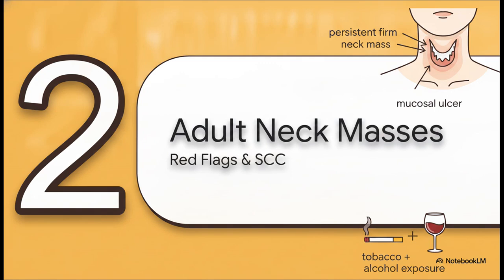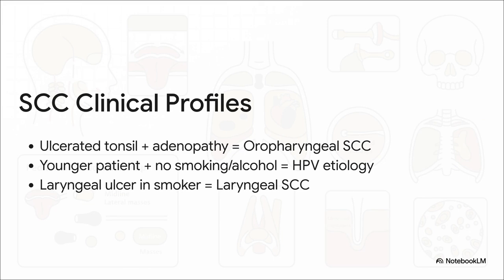Moving on to adult neck mass red flags and squamous cell carcinoma. Transitioning to adult patients, our threshold for suspecting malignancy drops significantly. A persistent, firm neck mass, a mucosal ulcer, weight loss, dysphagia, or a history of tobacco and alcohol exposure should immediately raise red flags. If you see an enlarged, ulcerated tonsil along with ipsilateral cervical adenopathy, think oropharyngeal squamous cell carcinoma. If the patient is younger and lacks those traditional smoking or alcohol risks, an HPV etiology is highly likely. And a laryngeal ulcer in a smoker, that's a classic presentation for laryngeal SCC.